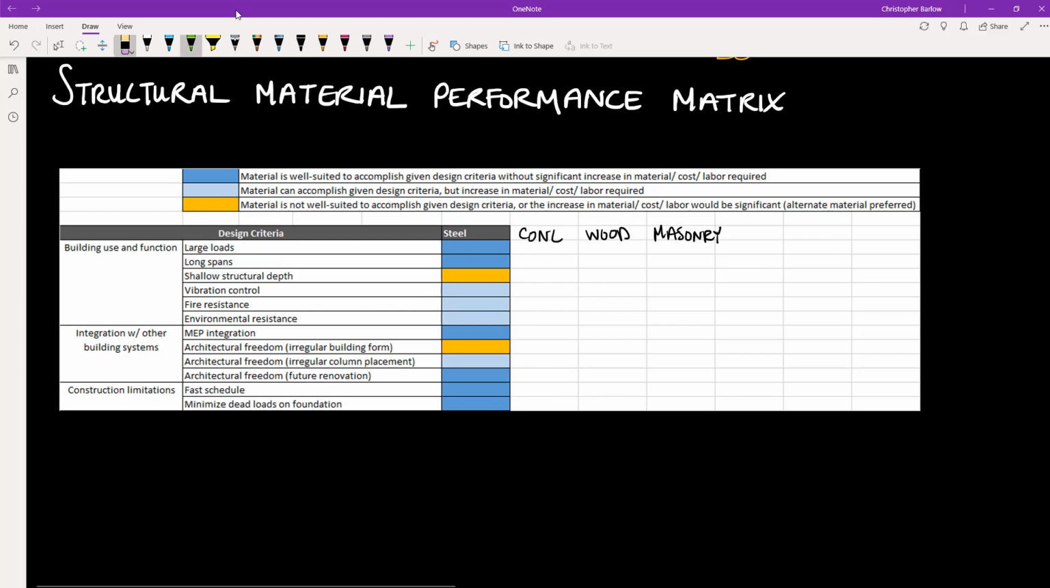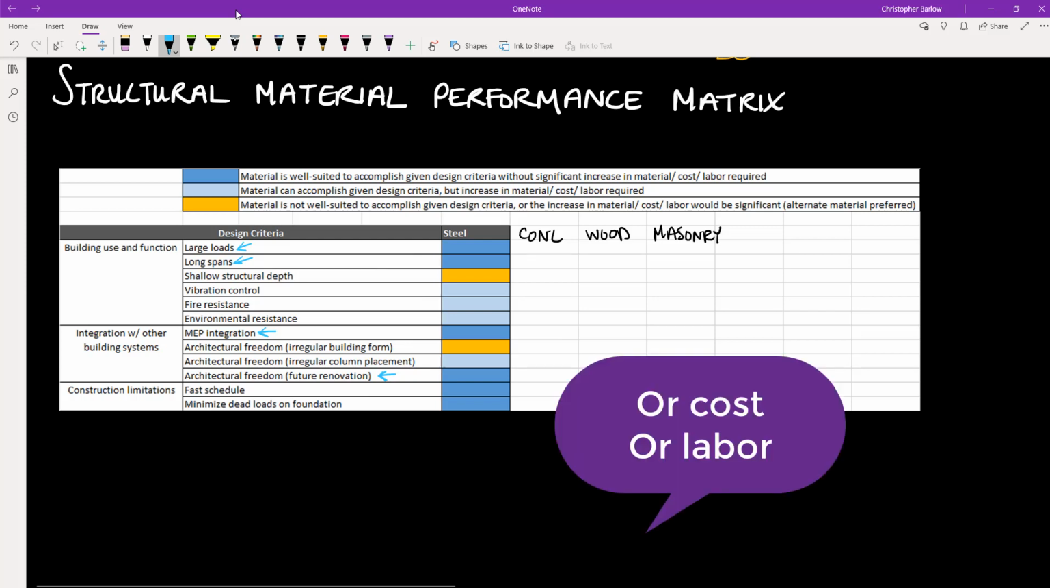And you can see here that steel does pretty well. Where it particularly shines are with large loads and long spans. Also with MEP integration, as we saw earlier. Steel is able to frame around openings in the slab very easily. Steel is also good for projects that may require future renovation. We can very easily size up steel members to be able to accommodate that additional load in the future. And the upsizing of the members won't really impact the schedule of the project very much.